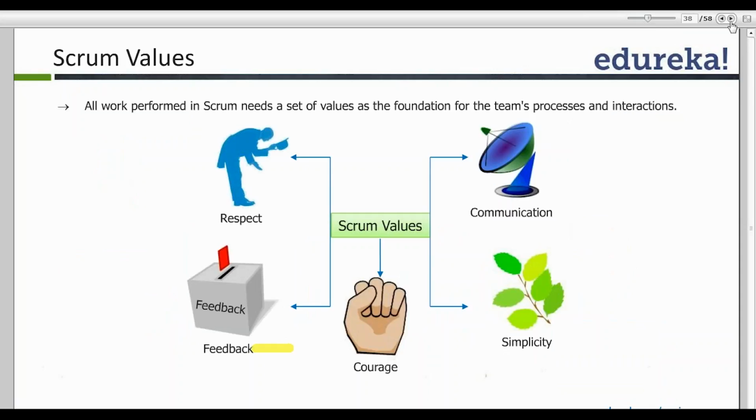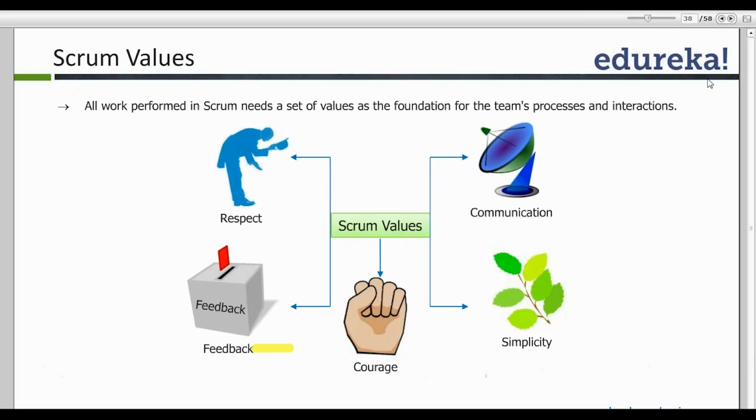Scrum talks about a set of values which are required for the team's processes and interaction. It talks about respect, communication, simplicity, courage, and feedback. So all those are our key Scrum values.